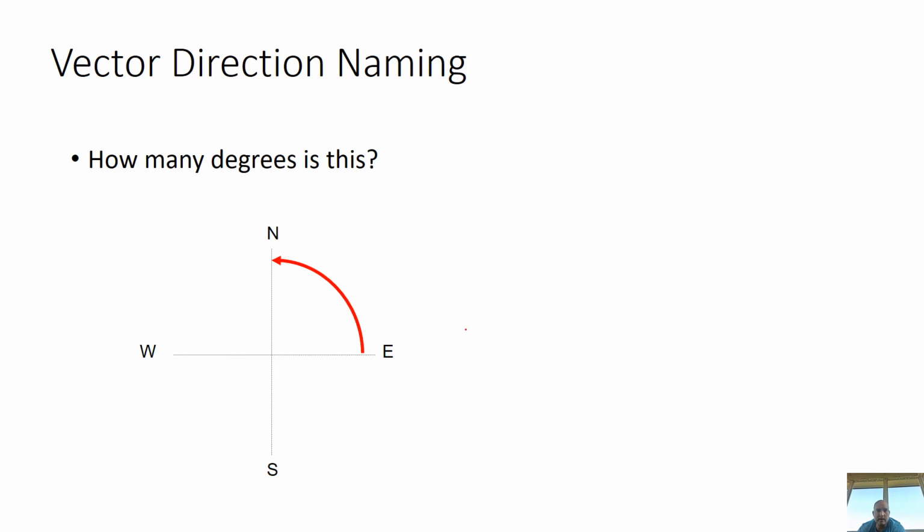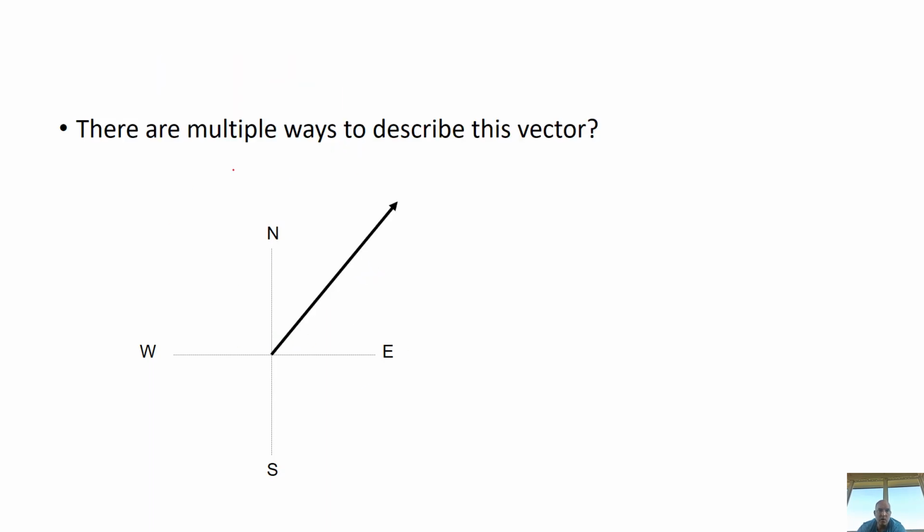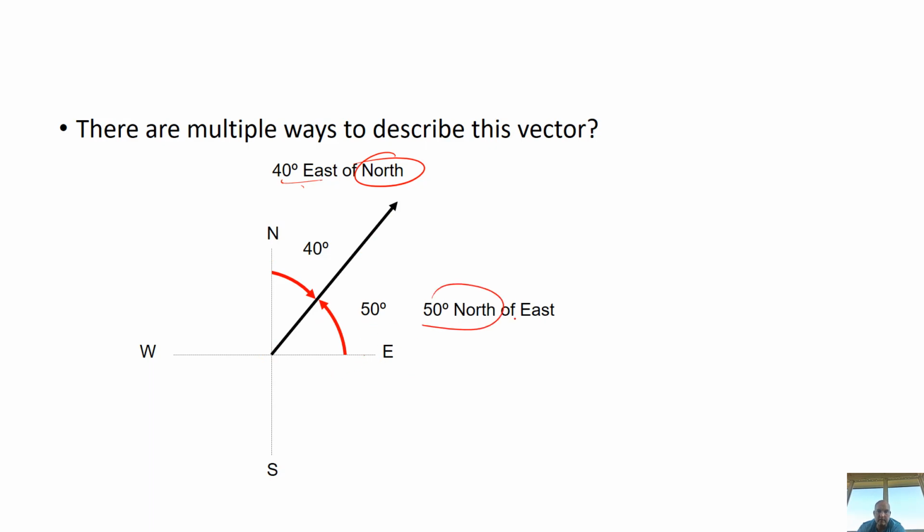Another thing, going into the next section, just remember that this is a 90 degree angle in between, 90, 180. This is going to be important because there are also multiple ways to describe a vector. For this one, I can say it's 40 degrees to the east of my baseline, which is north, which is up. I could also describe this exact same line as 50 degrees to the north or above this east. In this case, my baseline would be the east.